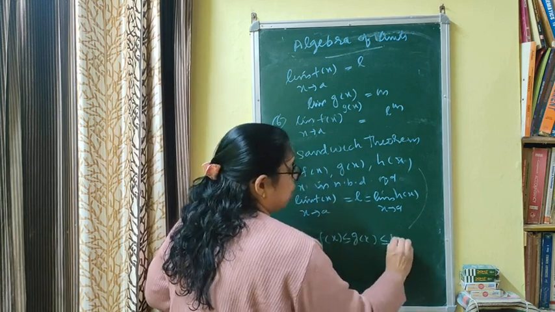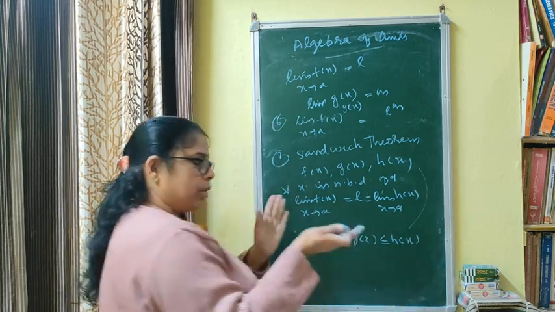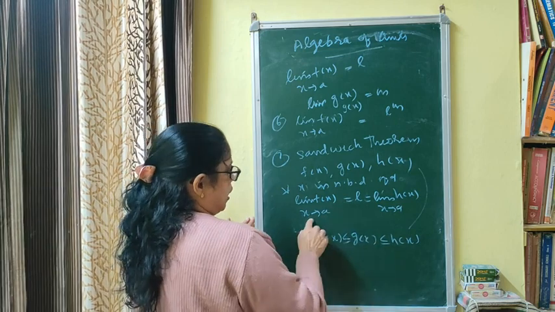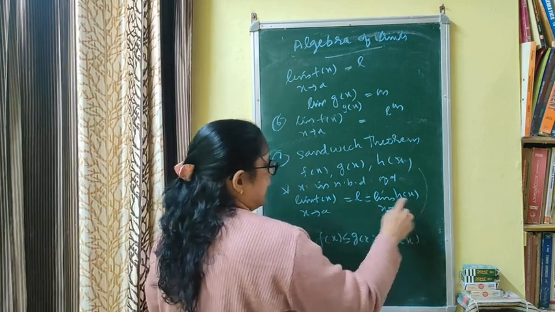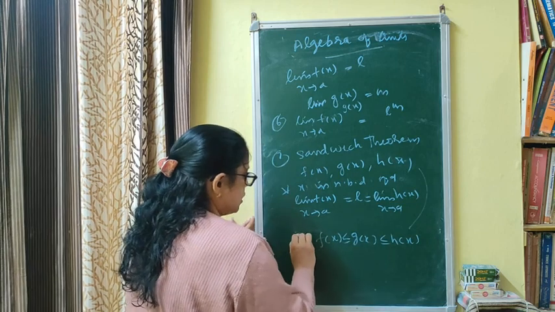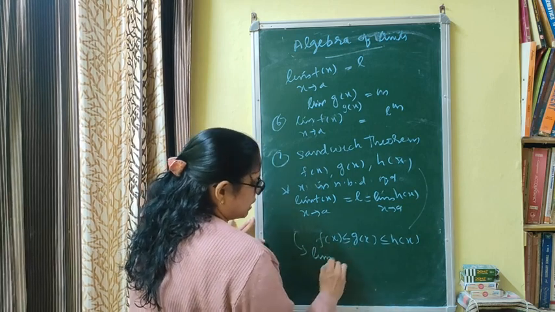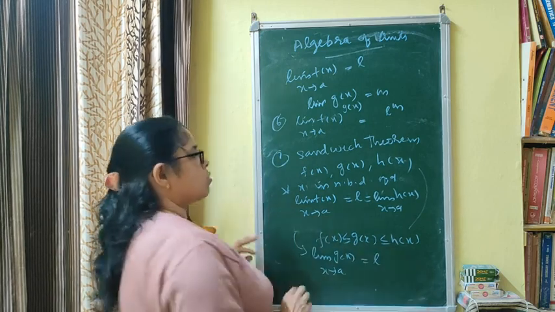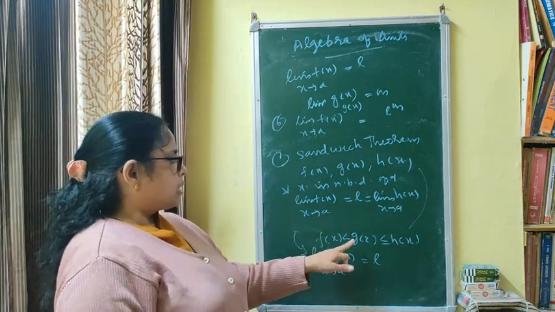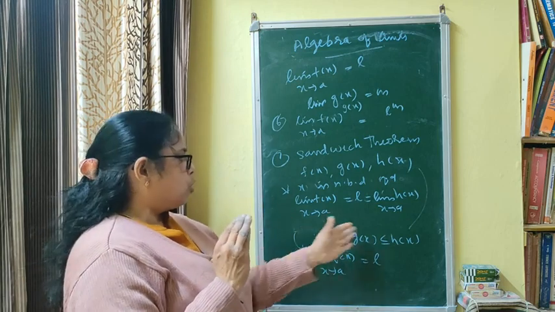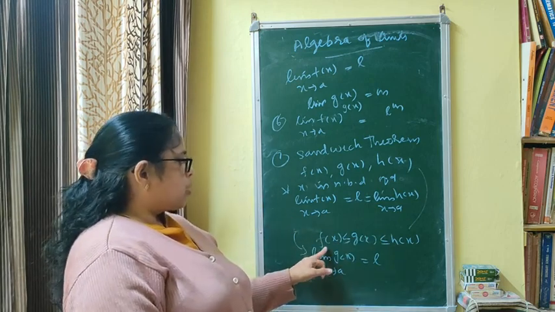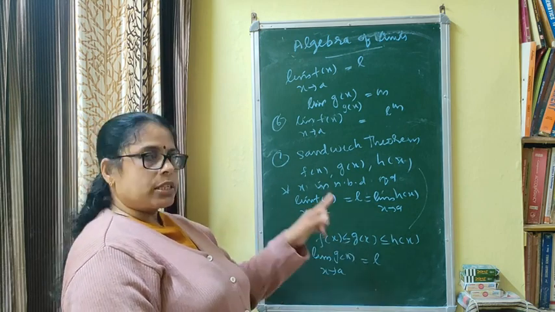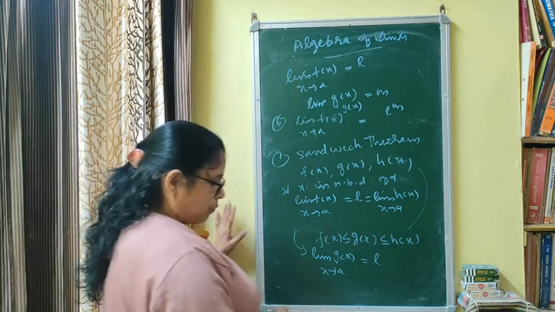This condition will be given to you, meaning g(x) is sandwiched between f(x) and h(x). Then limit f(x) as x tends to a equal to L equal to limit h(x). Then limit g(x), the function in the middle, as x tends to a is also L. This theorem is known as sandwich theorem. Sandwich theorem means we are compressing one function between two given functions, and if the limits of these extreme functions exist, then the limit of the middle function will also exist and will give the same value.